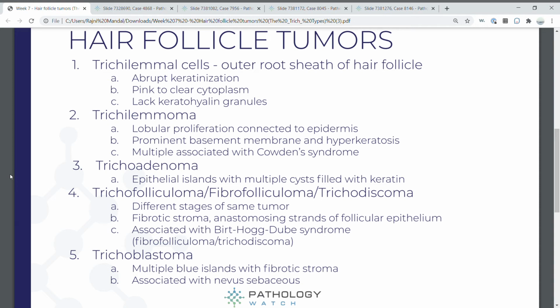Trichoadenomas show epithelial islands with multiple cysts filled with keratin, and trichofolliculoma, fibrofolliculoma, and trichodiscomas are different stages of the same tumor that show fibrotic stroma and anastomosing strands of follicular epithelium. They're associated with Birt-Hogg-Dubé syndrome. Trichoblastomas are multiple blue islands with a fibrotic stroma and associated with nevus sebaceous.